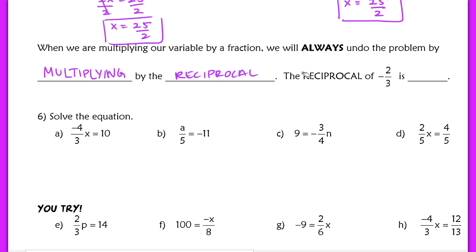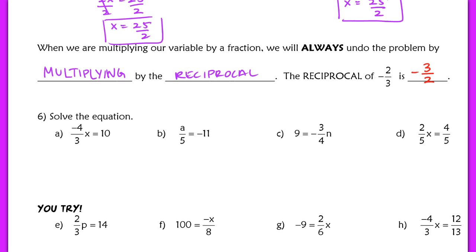Now the reciprocal, I know you know this word already, but I just want to review it. The reciprocal of negative 2/3 would be negative 3/2. We keep the same sign, but we just flip what's on top and bottom so that the fraction just flips upside down basically.